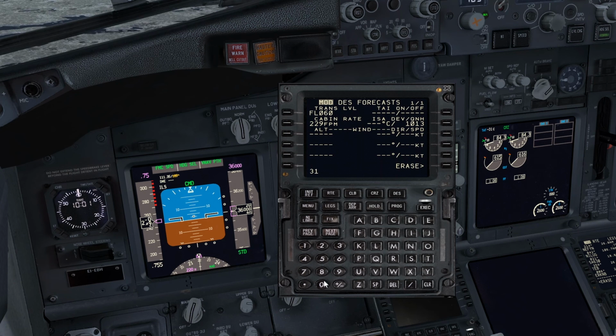So it's actually very convenient to have these winds in there. So usually what some companies are doing in real life is that you put in flight level 310, flight level 200 and flight level 100.